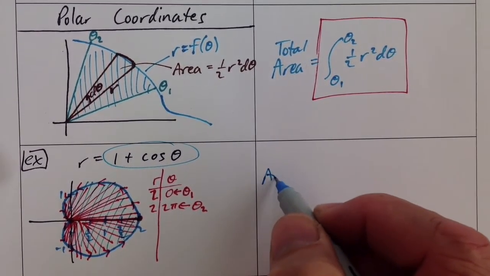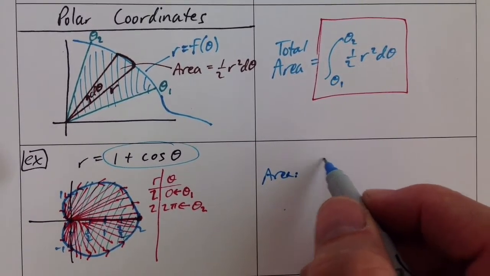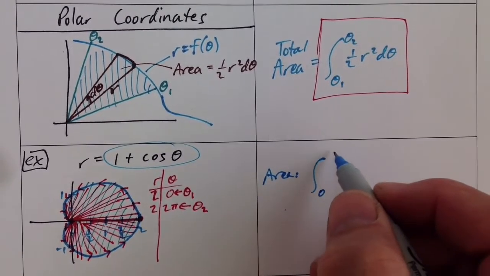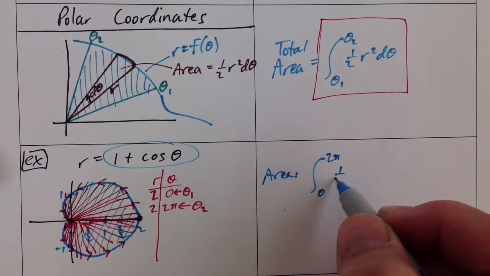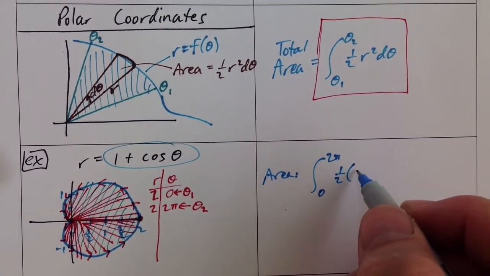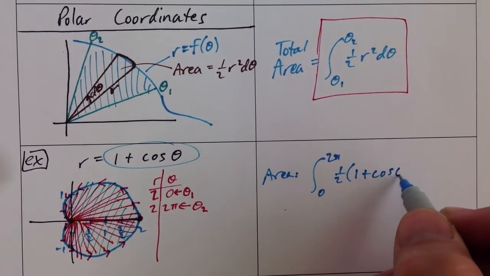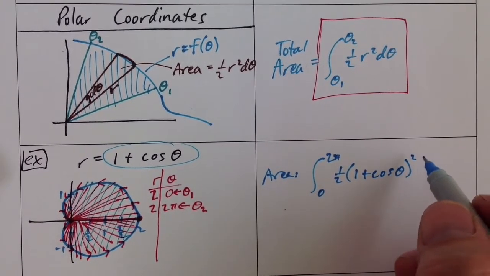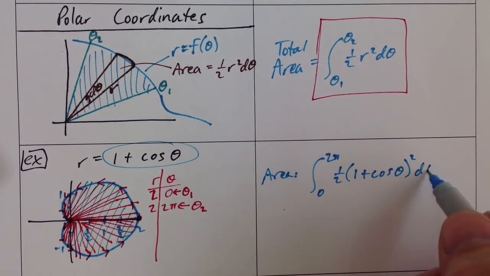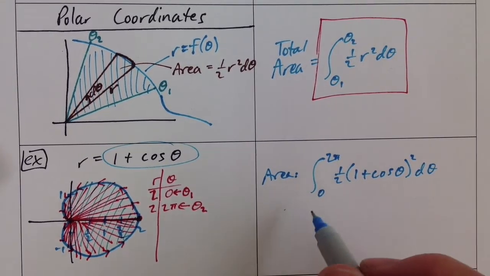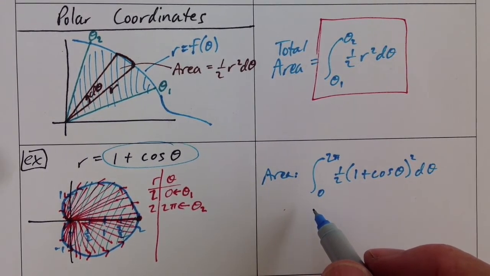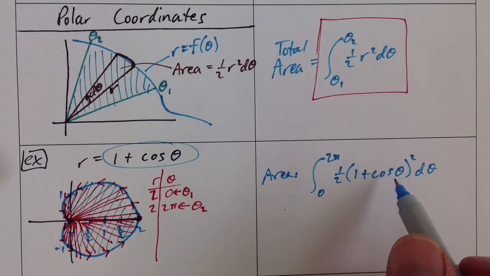Well, the area then would be the integral from 0 to 2 pi of 1/2 r squared, so r would be (1 plus cosine theta) squared. Don't forget the squared, everybody forgets that, d theta. Okay, and you're just going to punch that into your calculator. We can do this by hand, but I'm not going to make you do it by hand. I want you to focus on the concept here.